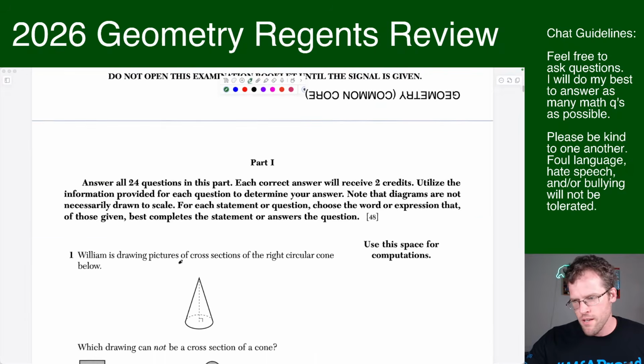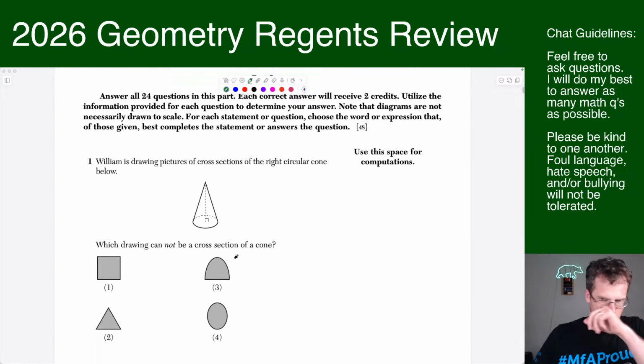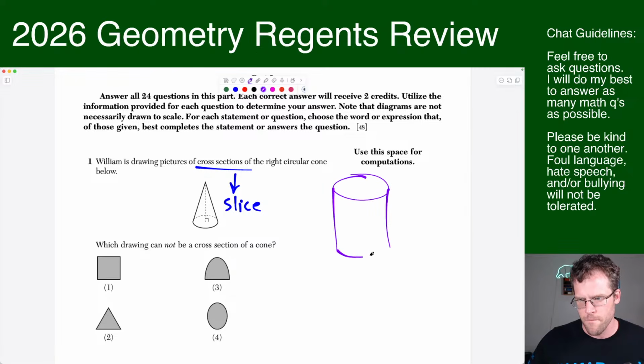So question 1, we're in Part 1, multiple choice. William is drawing pictures of cross sections. I think of a cross section as a slice. If I had something easier, like a cylinder, and I take a cross section this way, this would be one cross section that I could say is a circle.